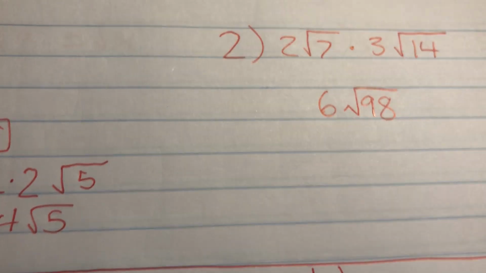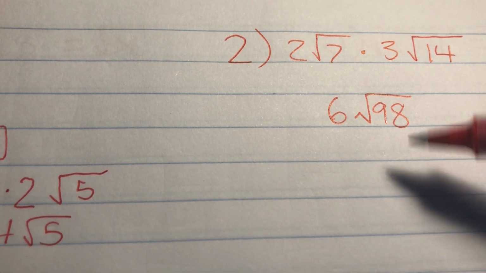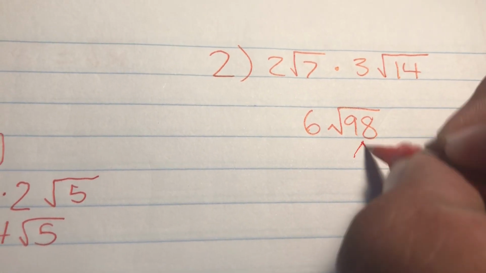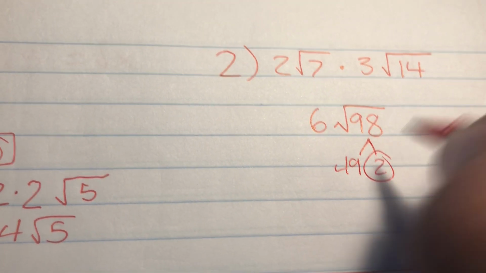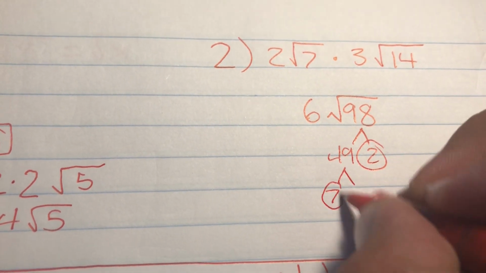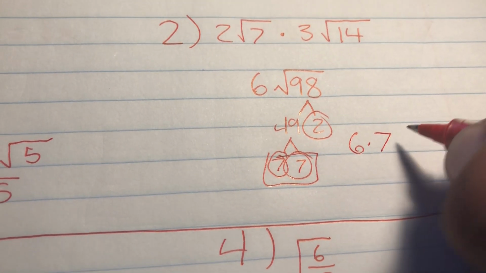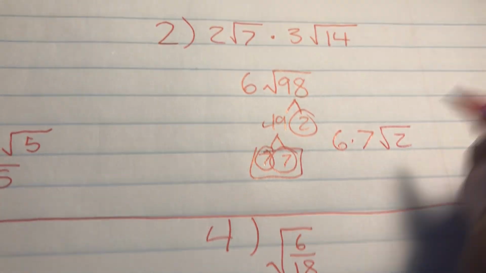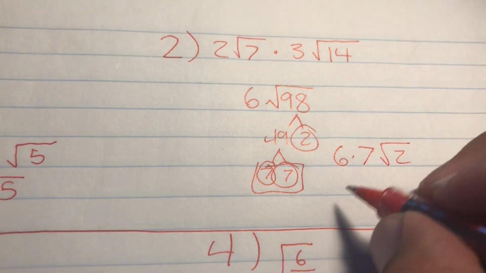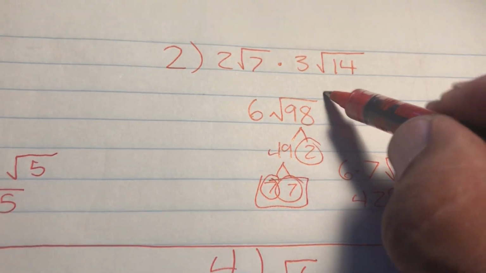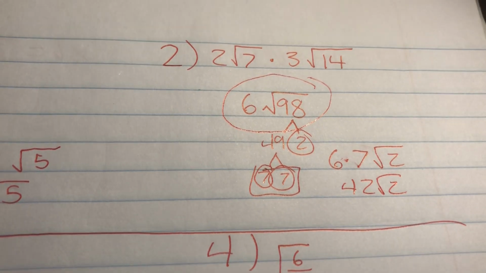Okay, now 98, I know I can simplify. Okay, because it's divisible by, wait, what's it divisible by? It's divisible by 49, actually. 49 is 7 times 7, and 2. Okay, so I have a pair of 7s, so a 7 comes out, and now it's with the 6. So now we have 6 and 7 outside, and the 2 is left inside. So the answer to this, 6 times 7, is going to be 42 square root of 2 is the final answer. So when you multiply, you're not done. You have to check if this can be simplified.